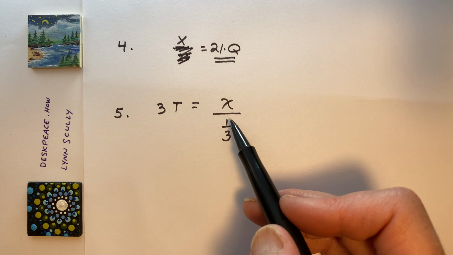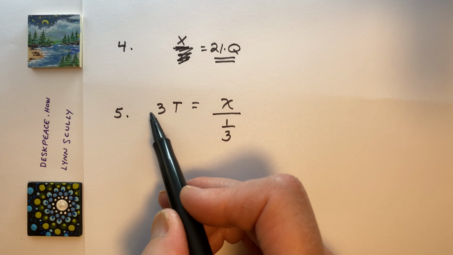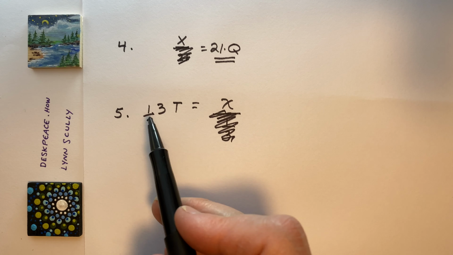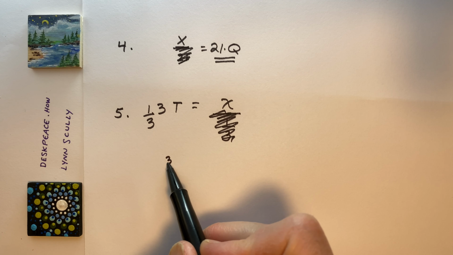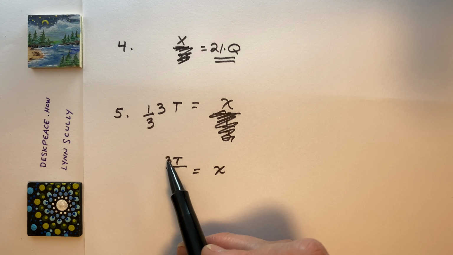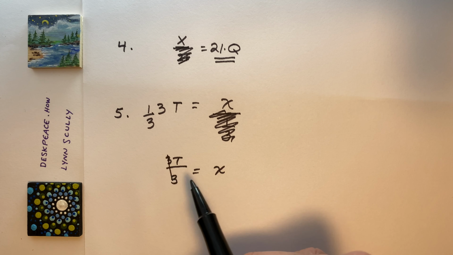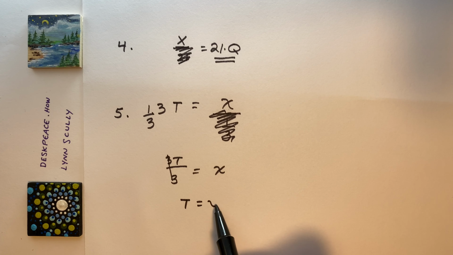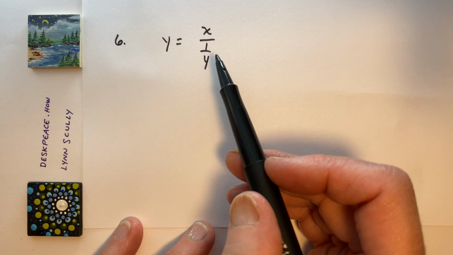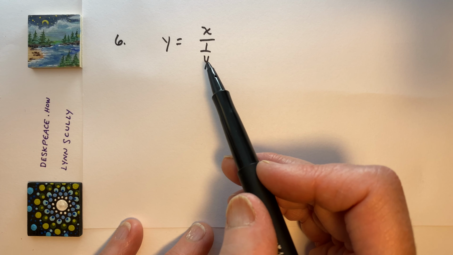To get the x alone, the 1/3 is attached by division, move it by multiplication to the other side of the equal sign. 1 times 3 times t is 3t, all over 3 equals x. 3 over 3 is the same as 1. That reduces, so I'm getting t equals x. Number 6, y equals x all over 1 over y.